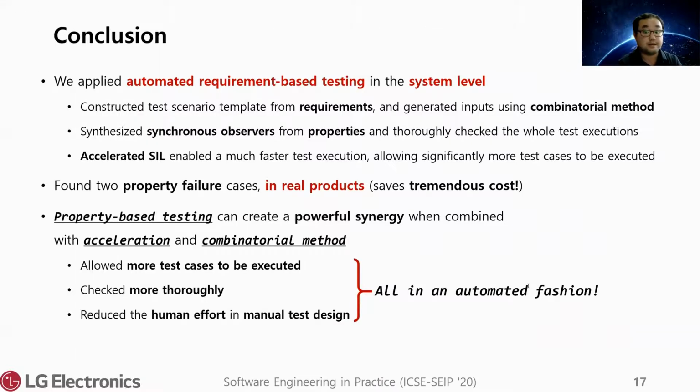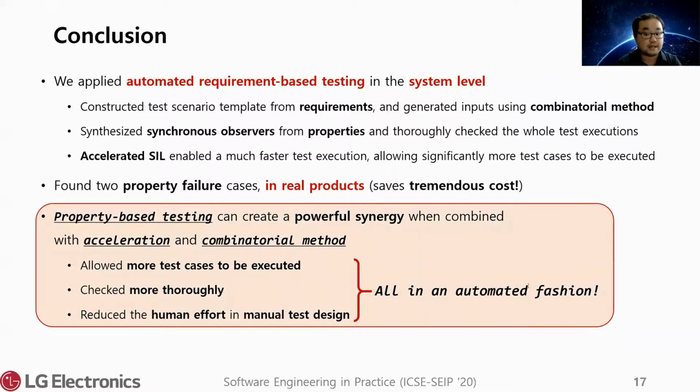Conclusion. We applied automated requirement-based testing in the system level by accelerated SILS, combinatorial method, and synchronous observer. As a result, we found 2 property failure cases in real product. The result demonstrates that property-based testing can create a powerful synergy when combined with acceleration and the combinatorial method.